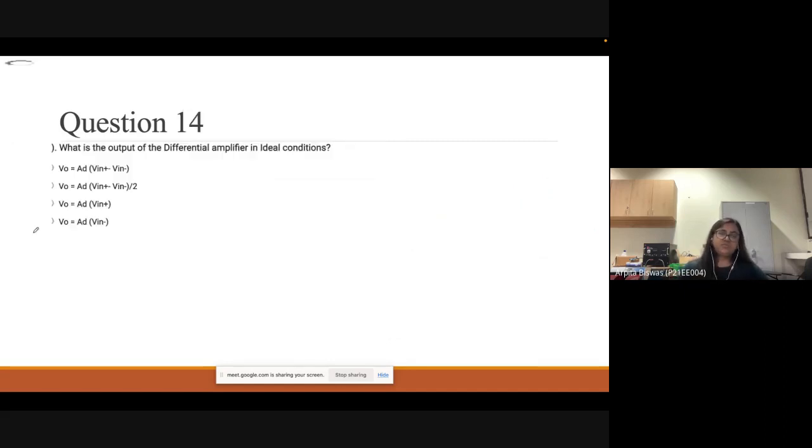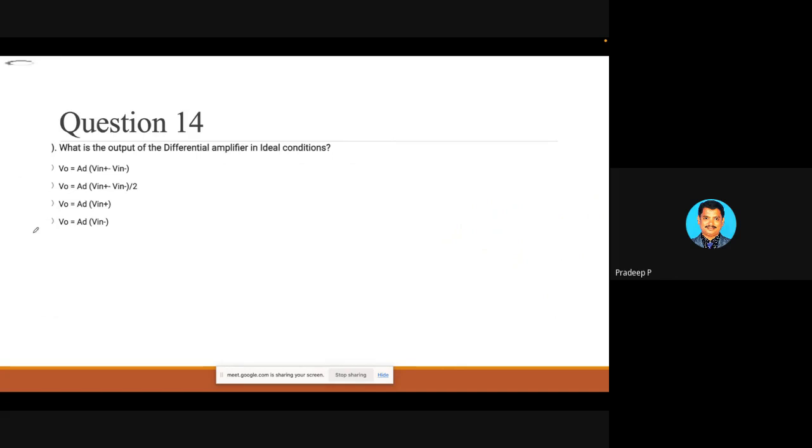So this is question number 14. What is the output of the differential amplifier in ideal condition? First option is V output equal to AD into (V input plus minus V input minus). The second option is V output equal to AD into (V input plus minus V input minus) by 2. The third option is V output equal to AD into V input plus, and the fourth option is V output equal to AD into V in minus.